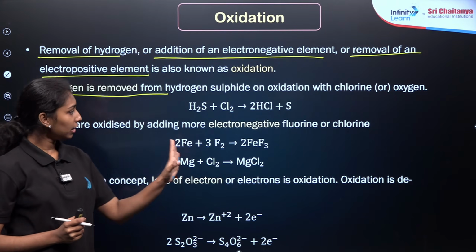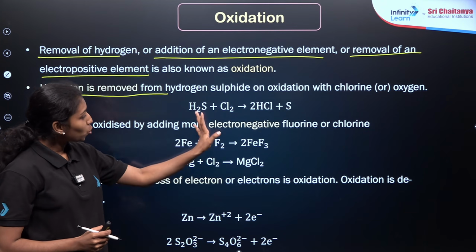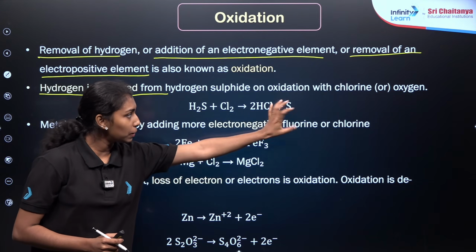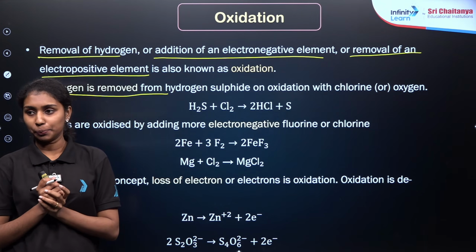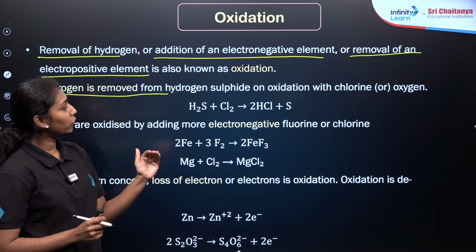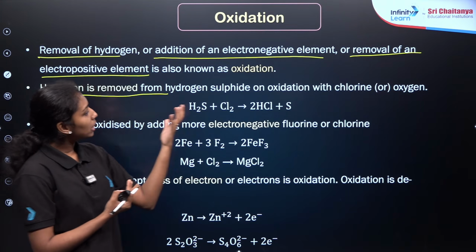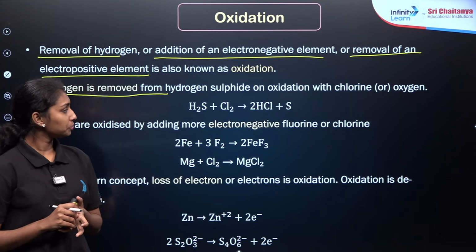So just consider this first reaction: H2S plus Cl2 gives 2HCl plus S. What are you observing here? Is any hydrogen being removed? Is any electronegative element being added or not?